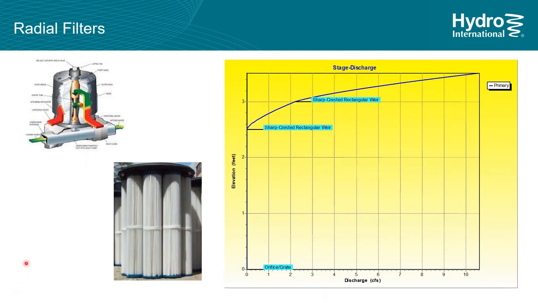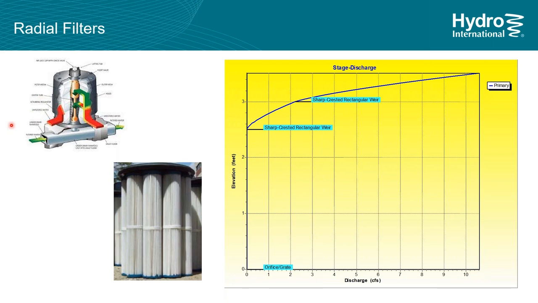Radial filters are another kind of filter that you might encounter. And what's interesting about them is they treat flow from the outside to some sort of central duct here and then route the flow out this way. Because of that, they usually have some sort of weir inside them, or a siphon or something like this, in which they have a minimum operating head. And they do that because it would do no good for low intensity storms to only be treated by the bottom of this filter.